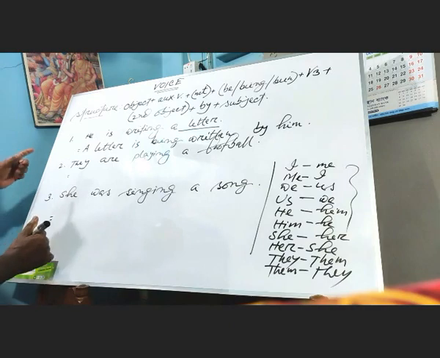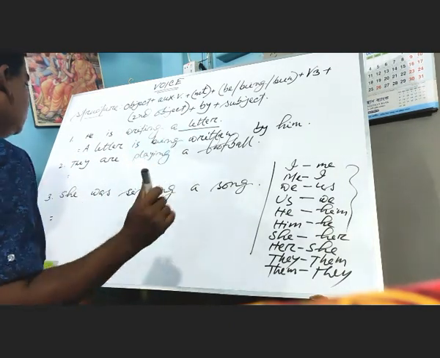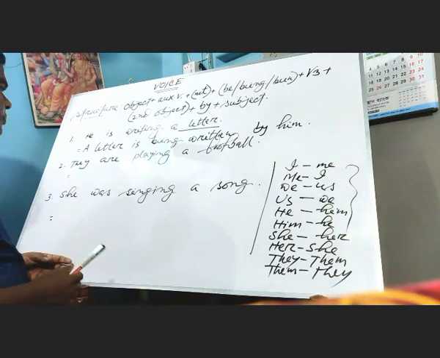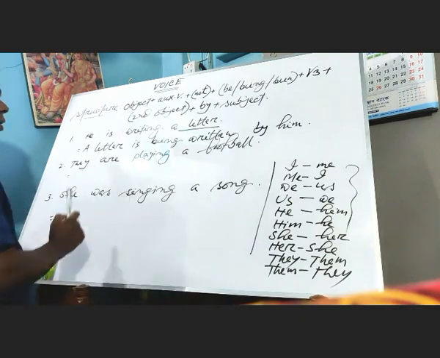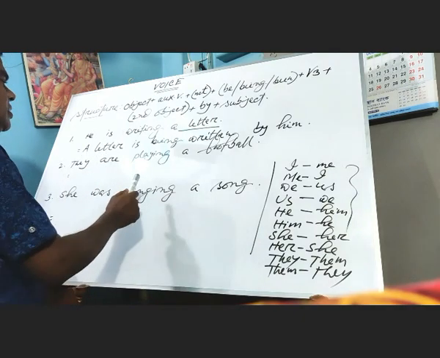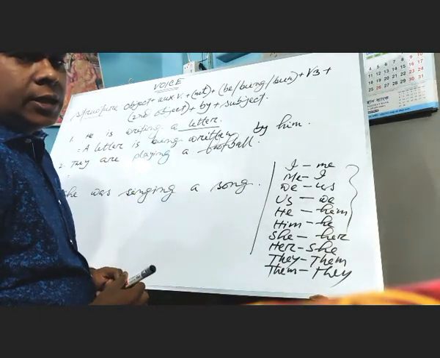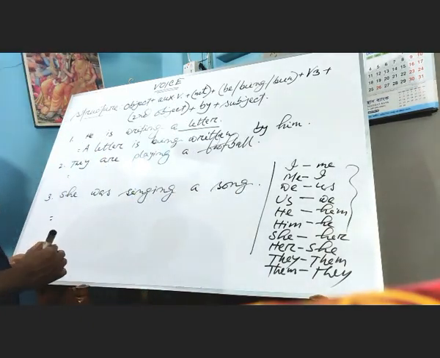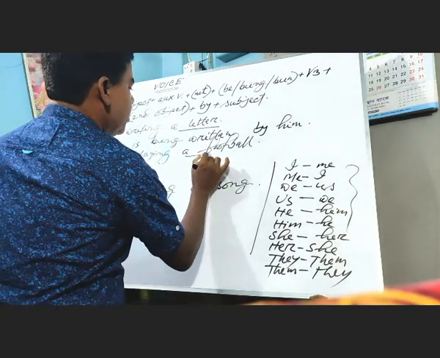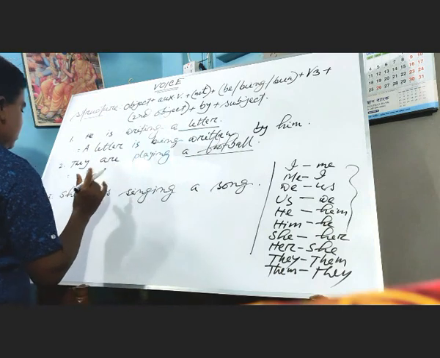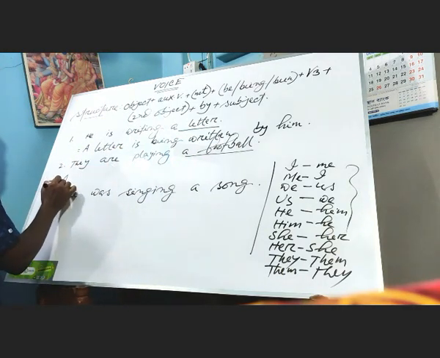So student, look here, they are playing a football. This is the second sentence. If I ask you what is the subject, you will say, sir, they. What is the auxiliary? You can say, sir, are. What is the main verb? You can say, sir, playing. And what is the object? Object is a football. So first of all, you will write down the object. What is the object here? A football is the object. So I am writing at first the object, and that is a football.